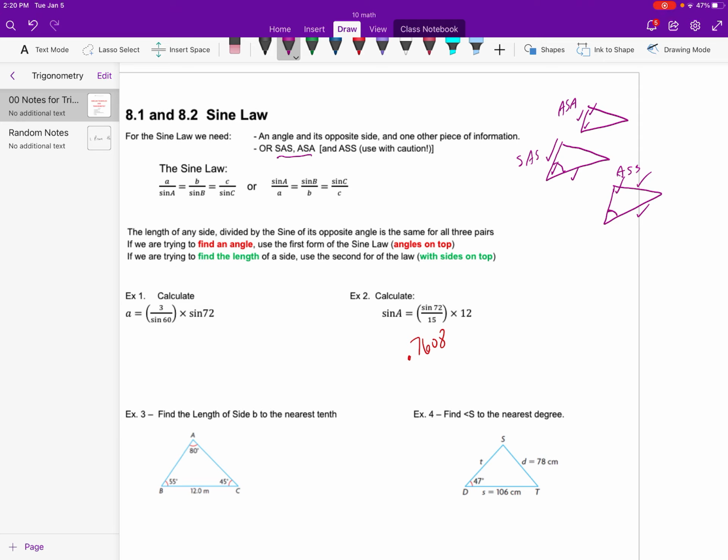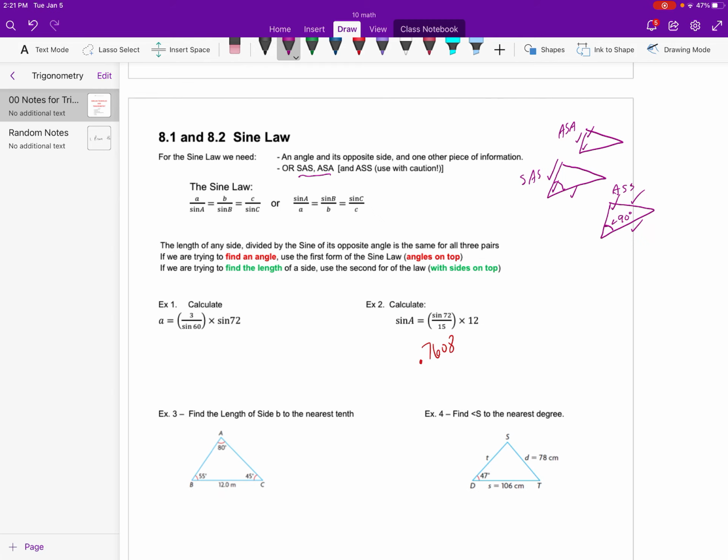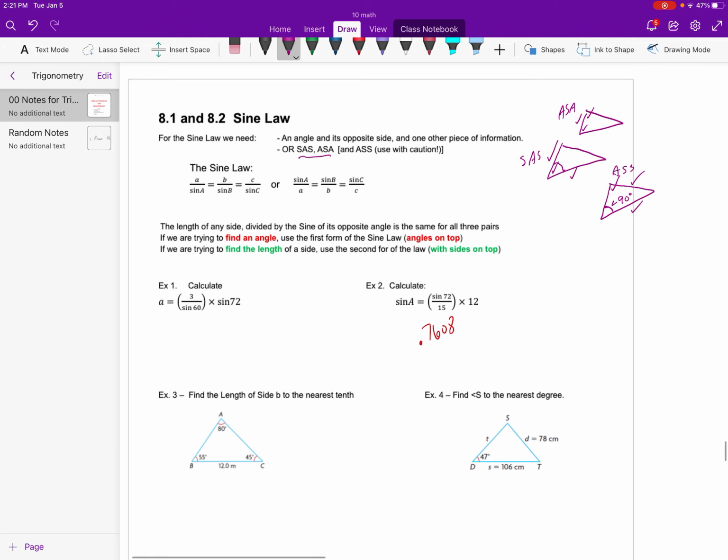So if this angle right here is less than 90 degrees, we can actually use it. But we won't really deal with that in this class. It's just a fair warning right now. And then in grade 11, you'll see how to use it in more detail.